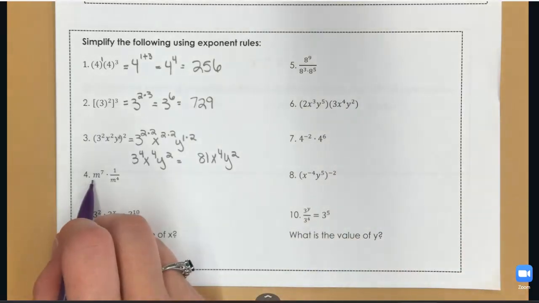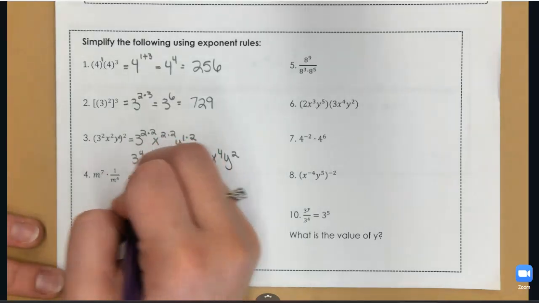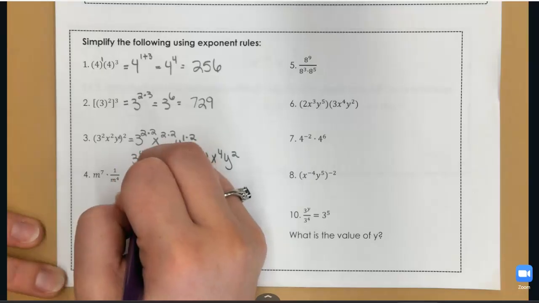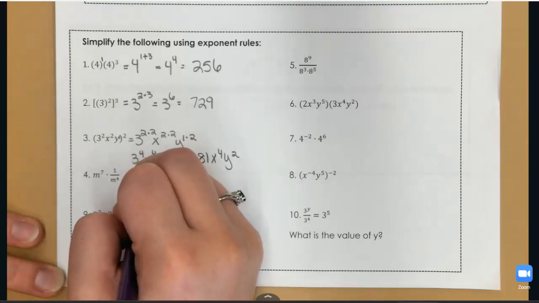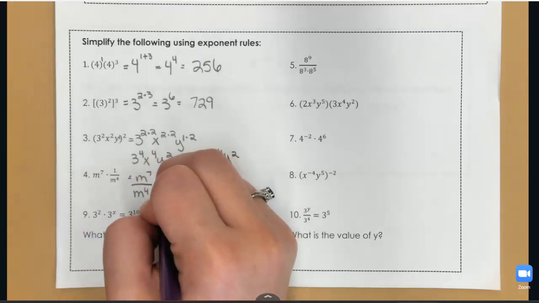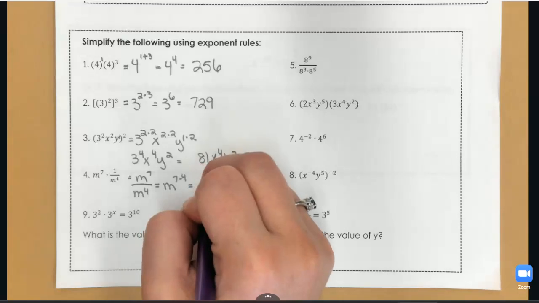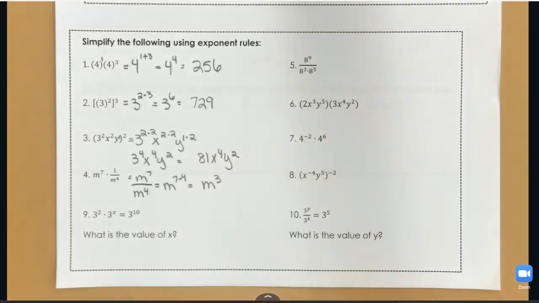Moving on to 4, m to the 7th times 1 over m to the 4th. That is the same thing, if I were to multiply this out, as m to the 7th over m to the 4th. So that is my quotient rule, which means I will subtract, and I will have m to the 7 minus 4 power, which is m to the 3rd.